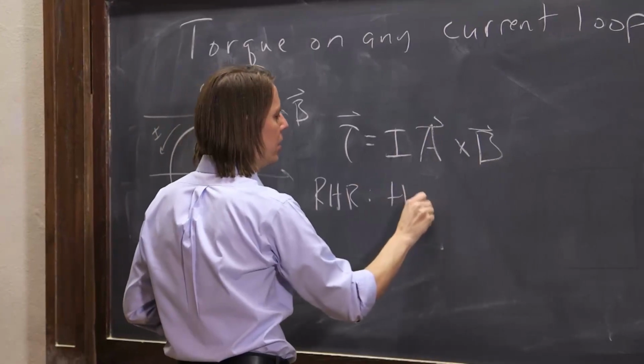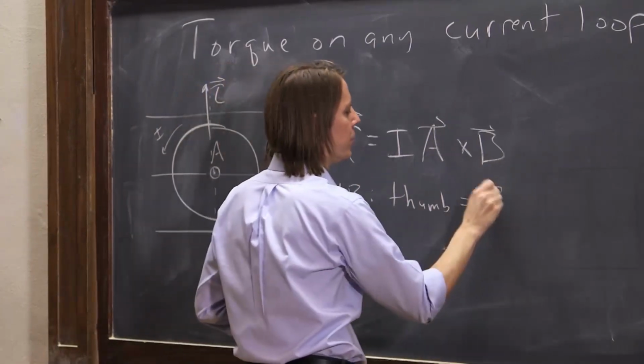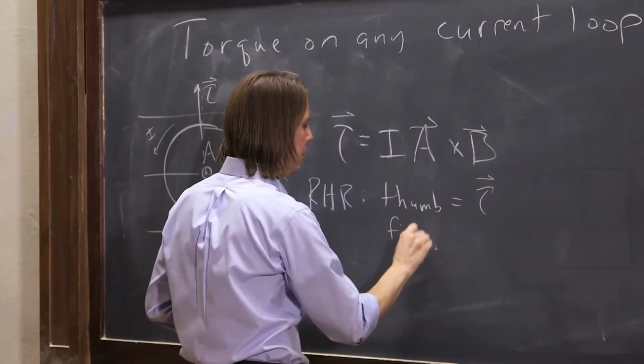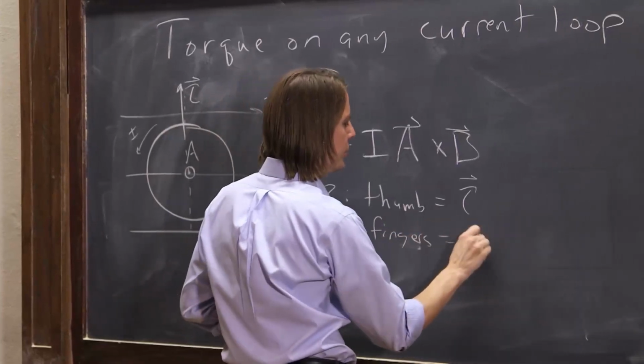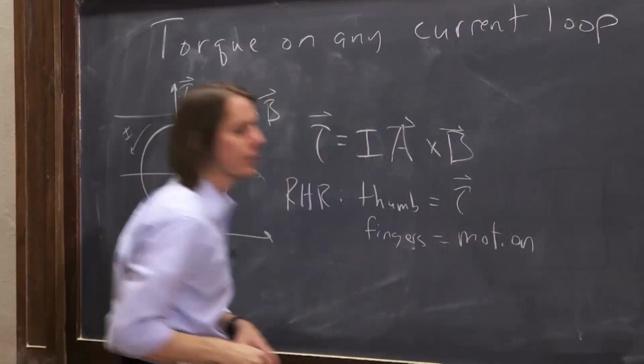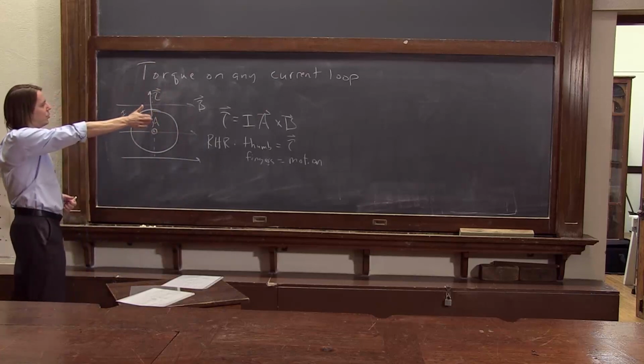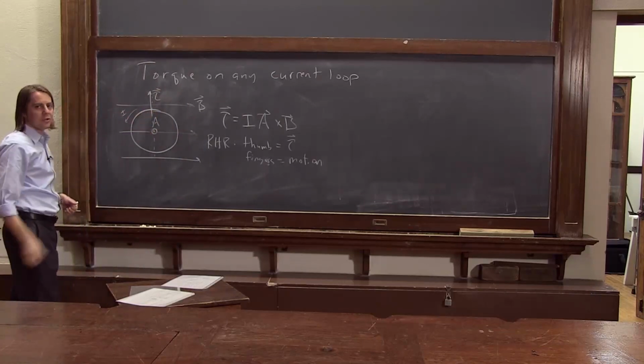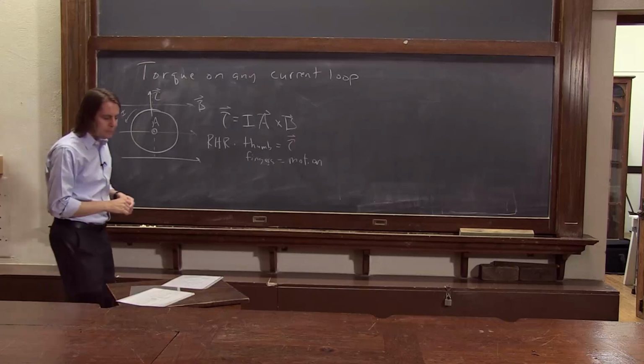is thumb equals the torque and fingers equal the motion. If I see this situation, I know, oh, torque's that way, it's going to turn that way.